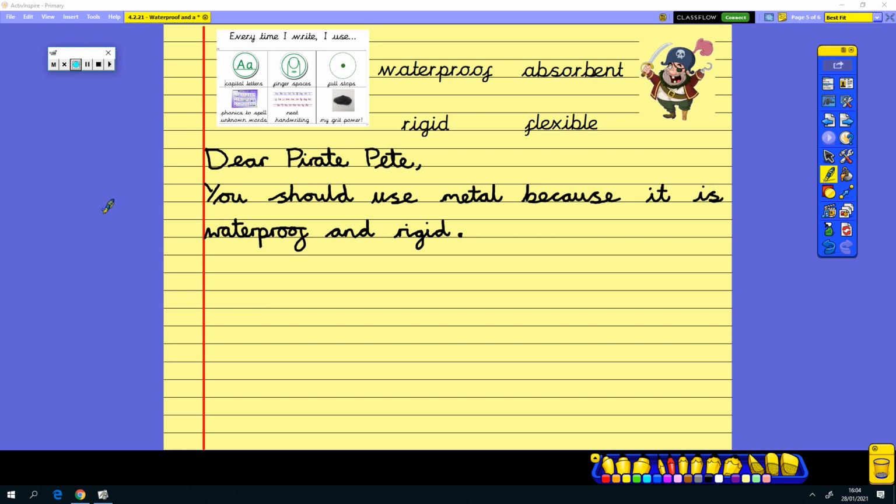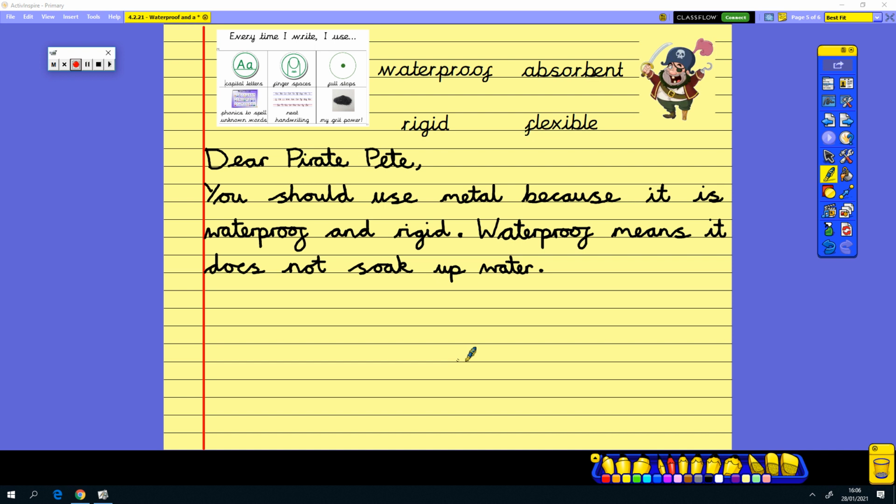I've now written the first sentence. Dear Pirate Pete, you should use metal because it is waterproof and rigid. I now need to tell Pirate Pete what waterproof means. There we go. It says waterproof means it does not soak up water. We're using all of the scientific information to let Pirate Pete know what's best to do with his pirate ship.